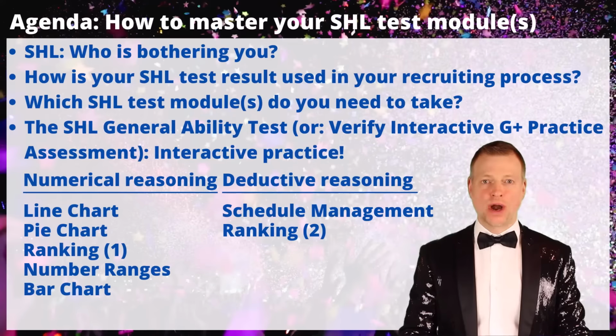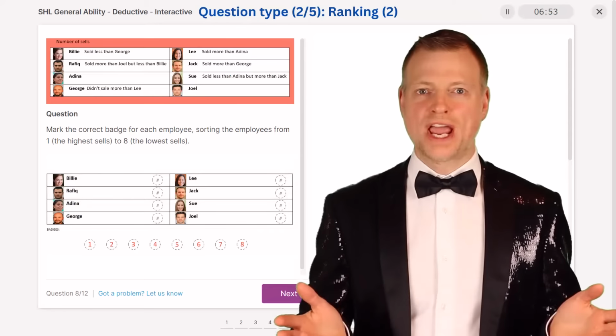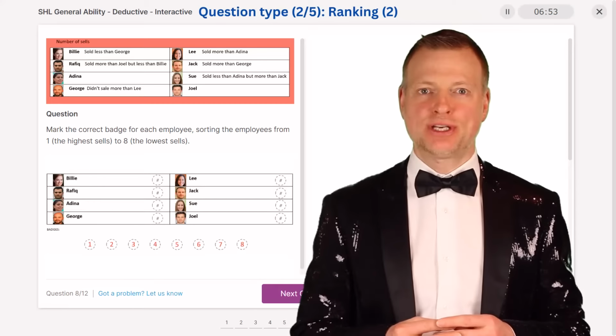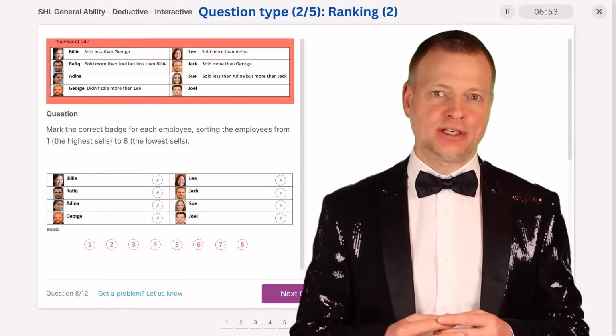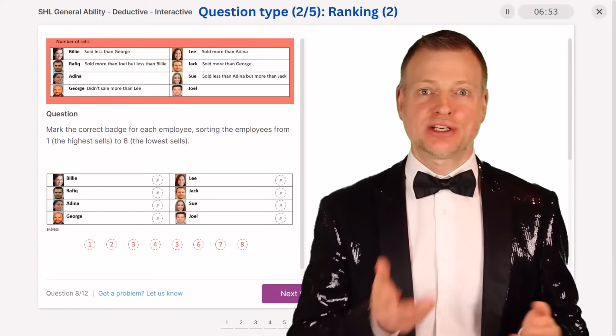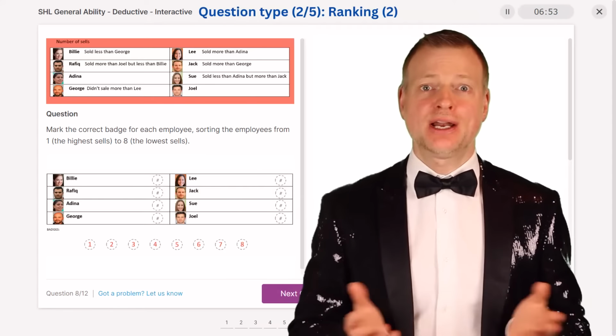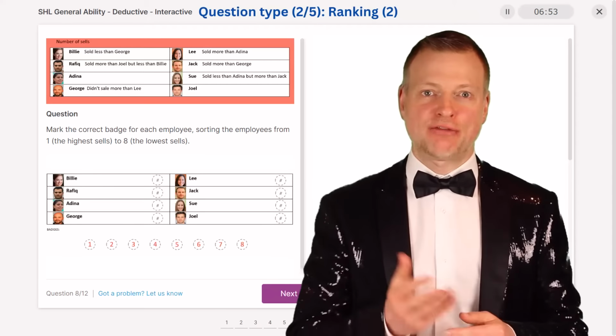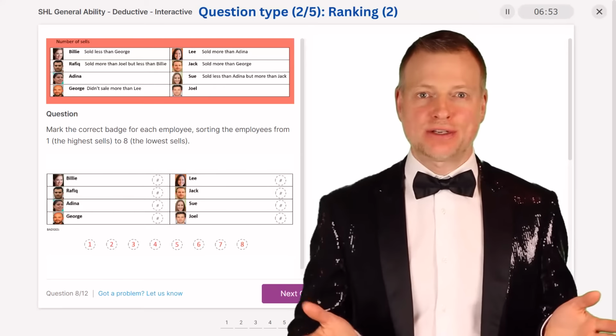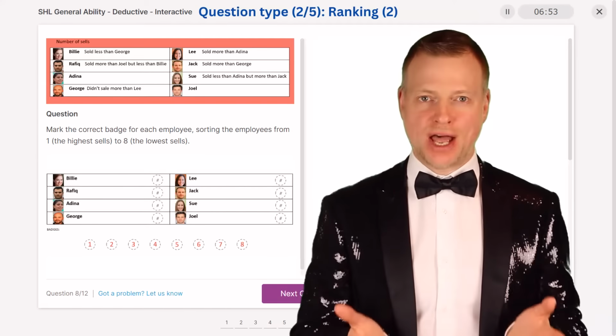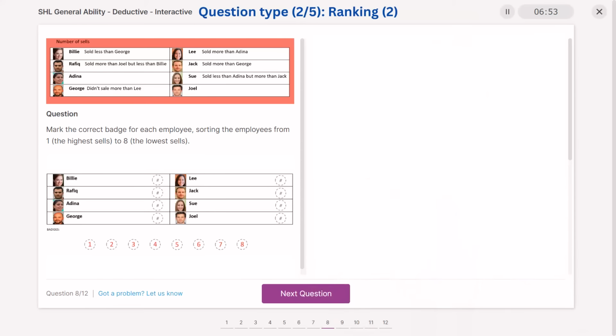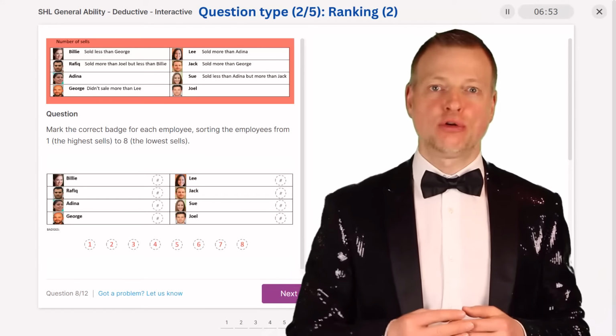Next, ranking 2. We have already seen a ranking type question in the numerical reasoning test section. The deductive reasoning test includes another ranking question. Let me take you through the example question I've brought for you. If you'd like to try it yourself, pause the video now. I resume for the solution.